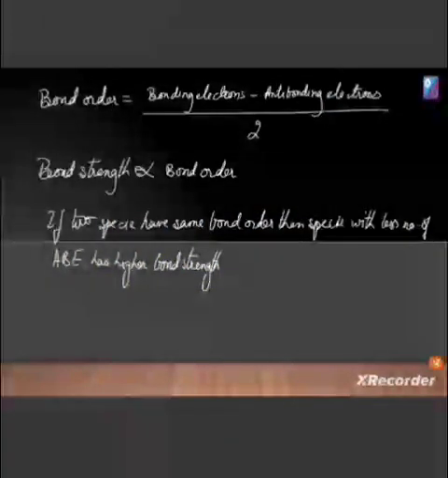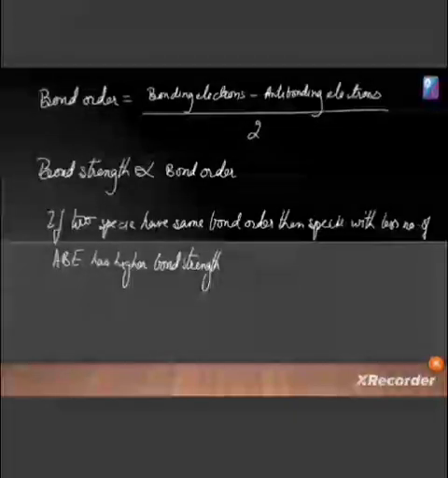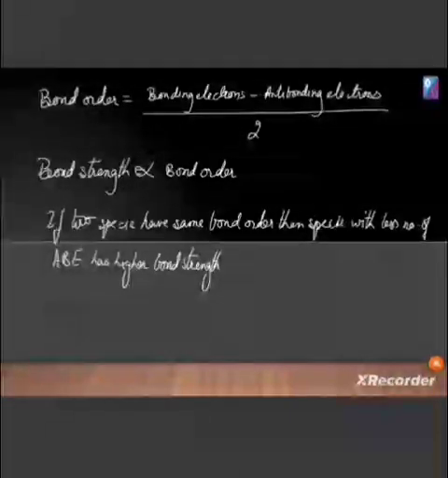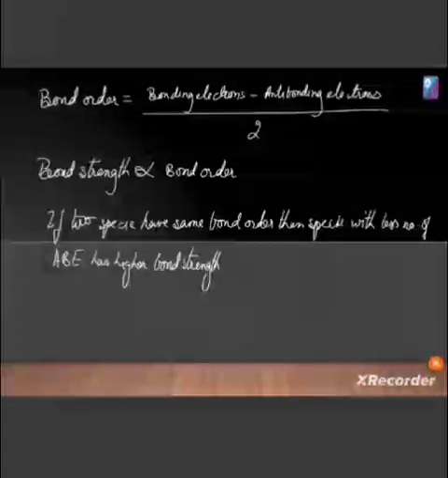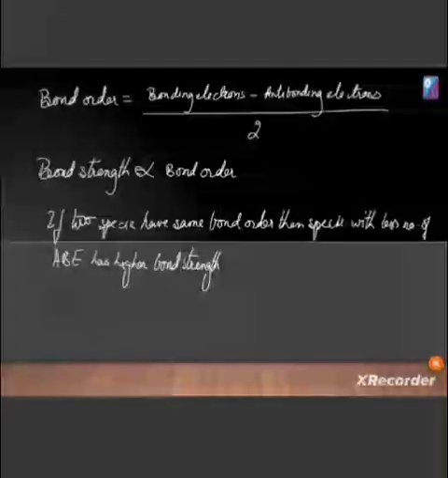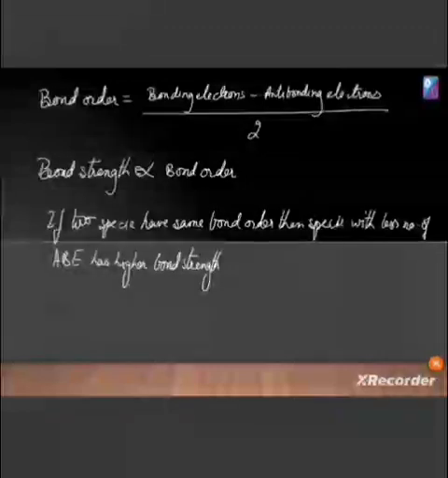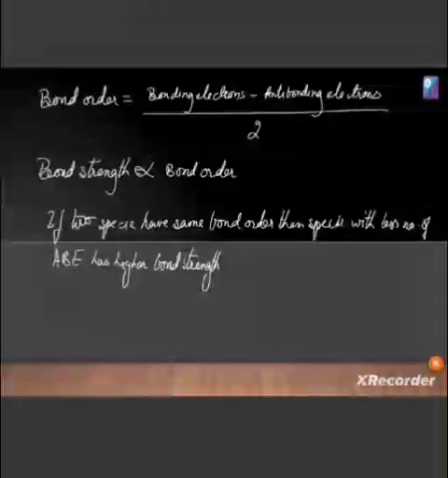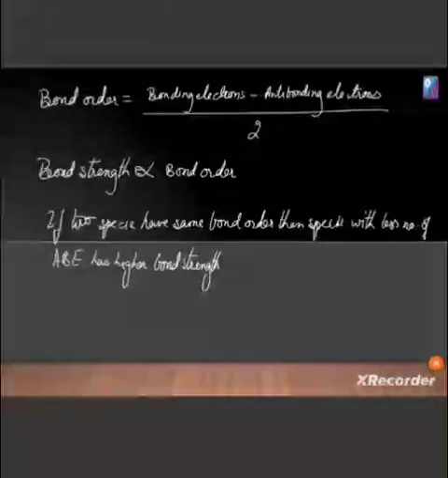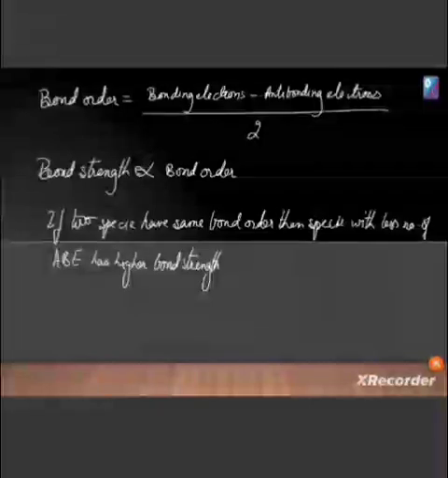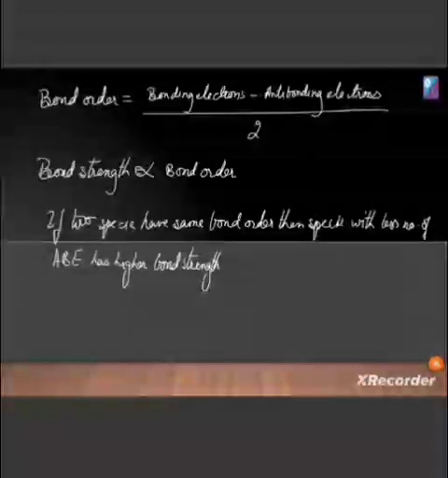Students, molecular orbital theory also explains the bond order. Bond order is defined as one half of the difference between the number of electrons present in the bonding and the anti-bonding orbitals, and it also explains the bond strength. The greater the bond order, the more the bond strength.